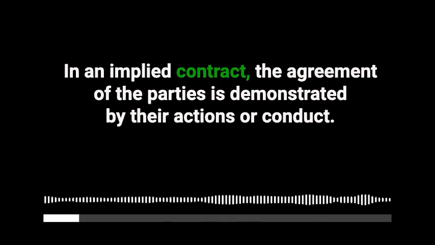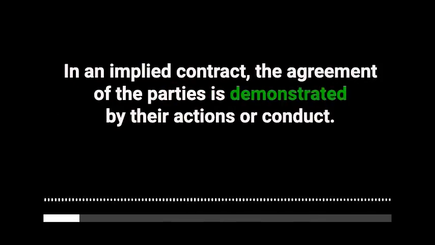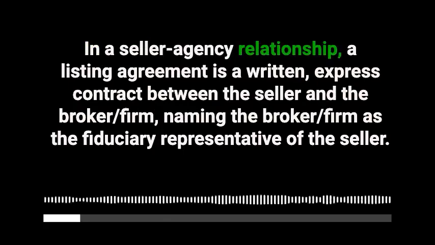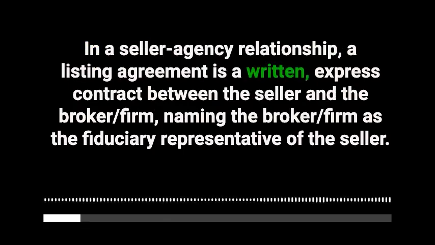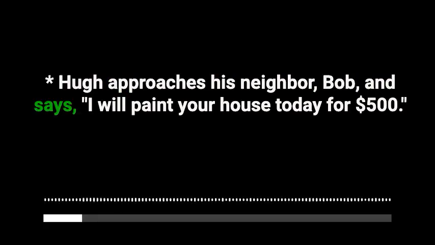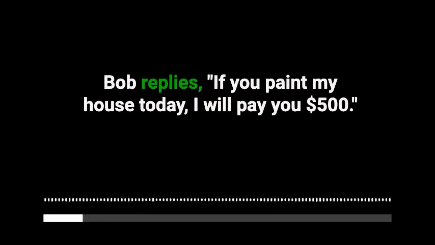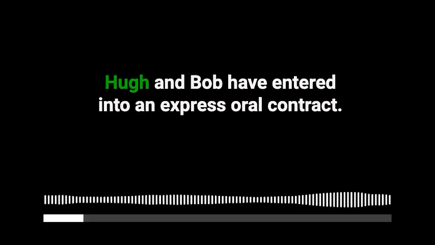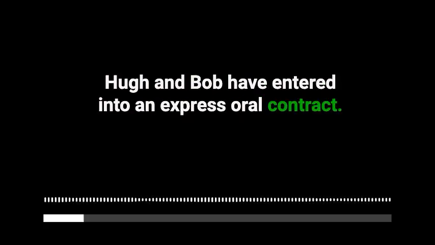In an implied contract, the agreement of the parties is demonstrated by their actions or conduct. In a seller-agency relationship, a listing agreement is a written, express contract between the seller and the broker firm, naming the broker firm as the fiduciary representative of the seller. Example: Hugh approaches his neighbor, Bob, and says, "I will paint your house today for $500." Bob replies, "If you paint my house today, I will pay you $500." Hugh and Bob have entered into an express oral contract.